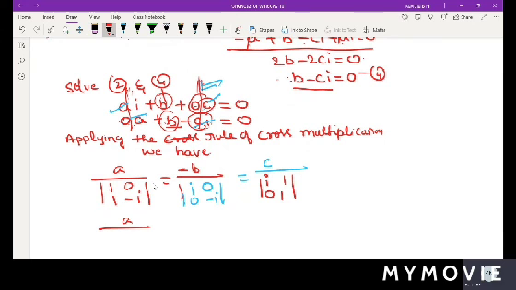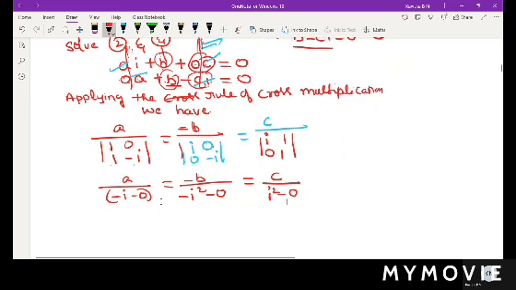Then a by 1 into minus i is minus i, 1 into 0 is 0. Then minus b, i into i is i square, 0 into 0 is 0. Then c, i into i is i square, then 0 into 1 is 0. Okay, i into 1 is i. Okay, write down.